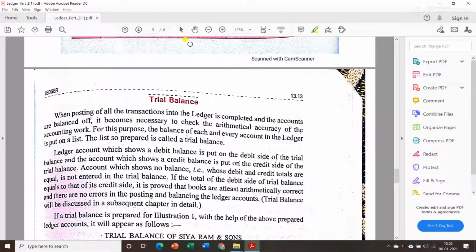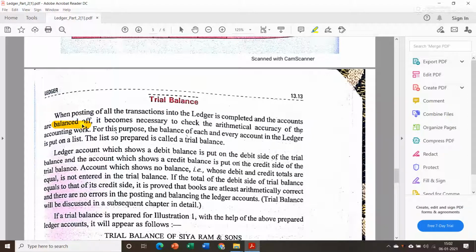Now let us see what a trial balance is. When posting all the transactions into the ledger is completed and the accounts are balanced off, that was the second step we discussed just now, that means balancing of the accounts. The first step was to prepare ledger accounts, the second step was to balance off all the ledger accounts, and now the third step is to prepare a trial balance.